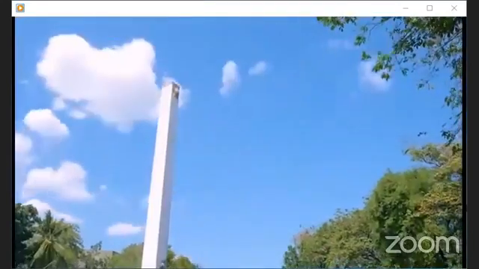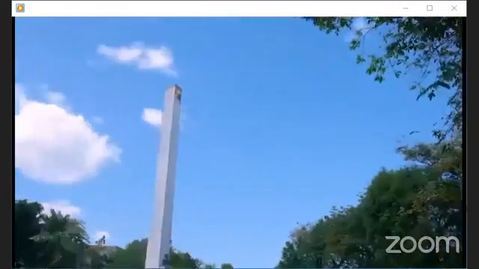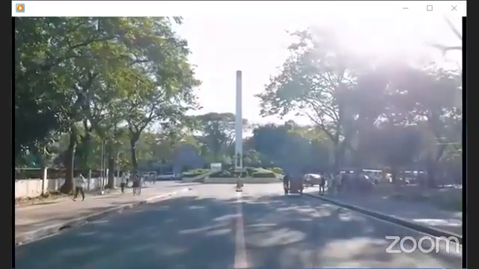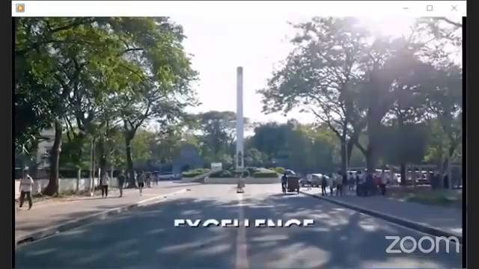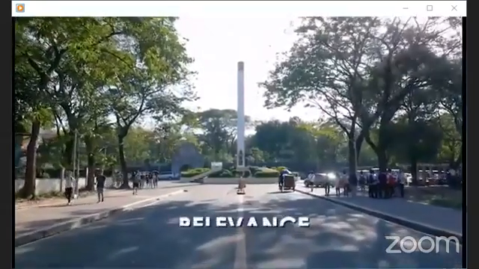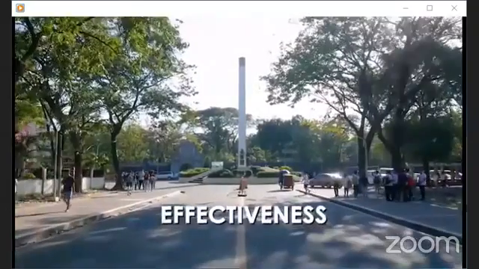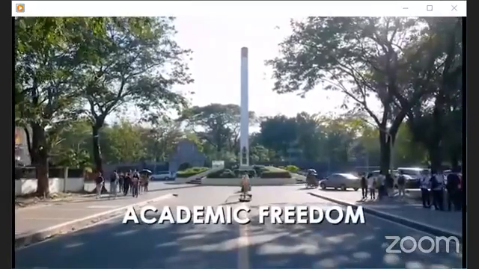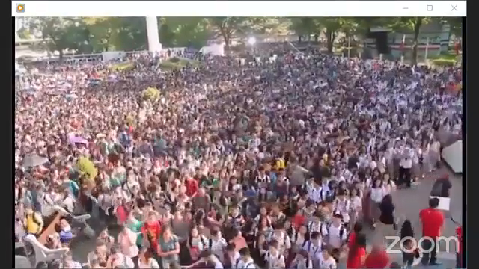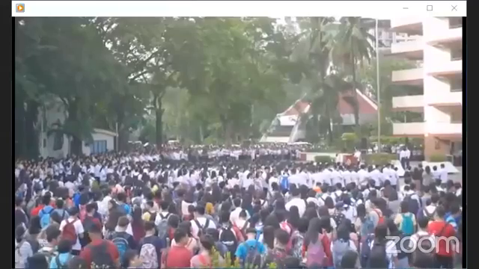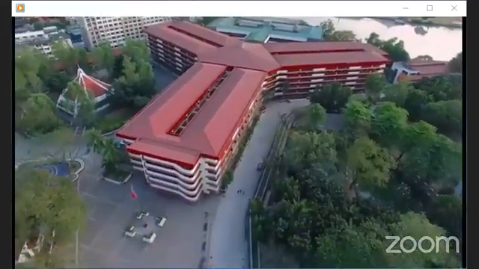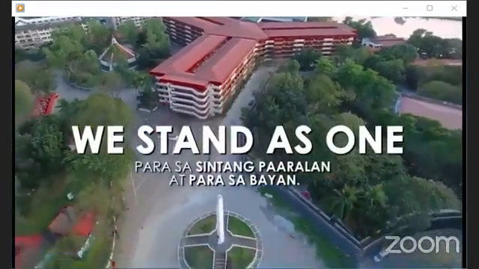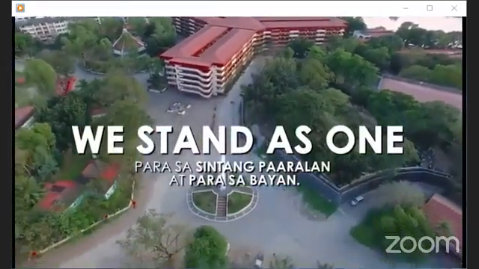Our institution must continue to stand as one for the values that we have inculcated. For the past 115 years, we have exemplified our quest for truth, excellence, equity, relevance, effectiveness, integrity, and academic freedom. Lastly, I call upon each and everyone to join me in this journey. Together we stand as one para sa sintang paaralan para sa ating bayan.